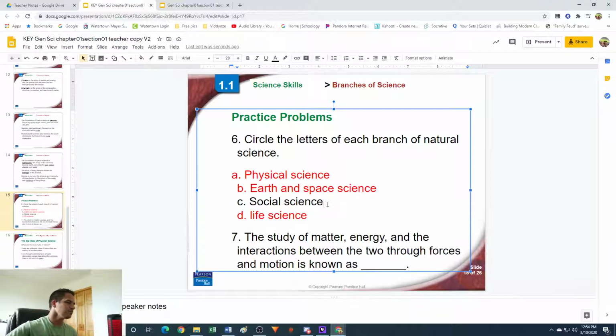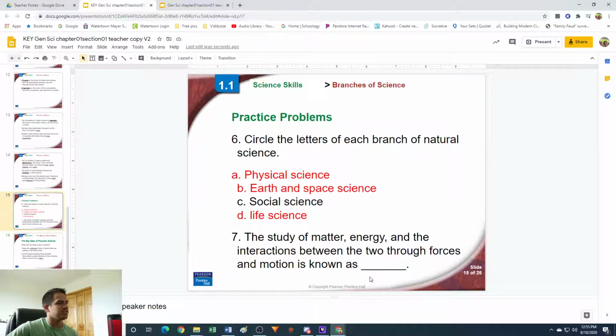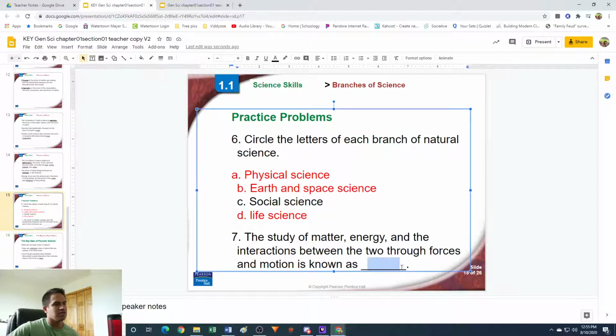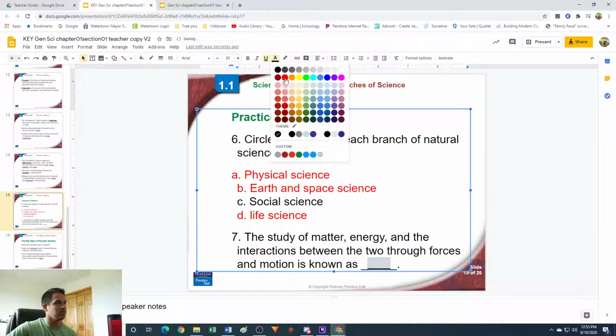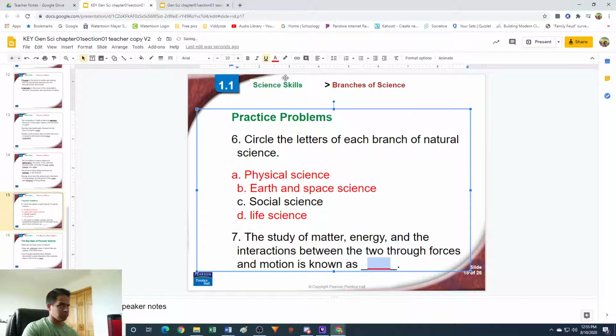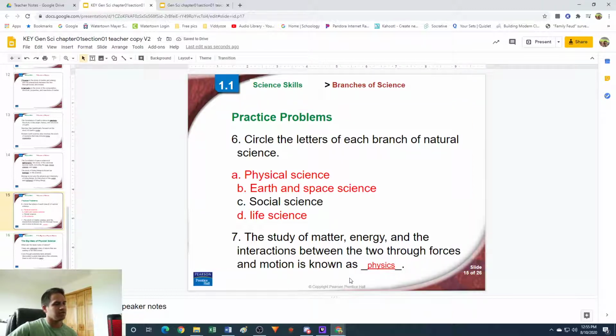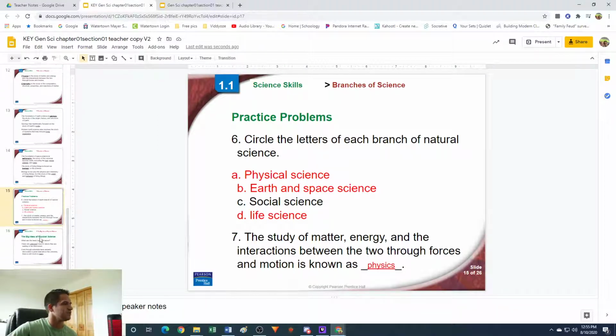So, all right. Number 7, the study of matter, energy, and the interactions between the two through forces and motion is known as. So this is physics. Okay, this is a class that you may take when you guys are juniors or seniors. Yeah, we'll be learning a lot of physics in this first half of general science. So lots of moving objects and talking about forces and all kinds of stuff.